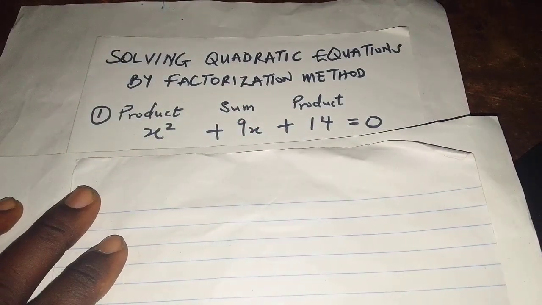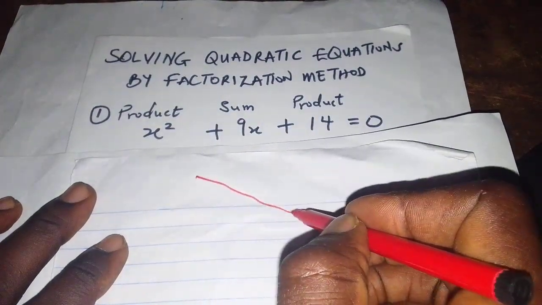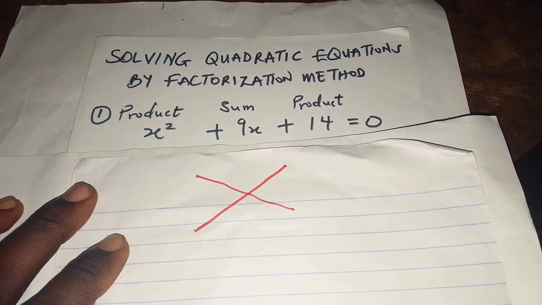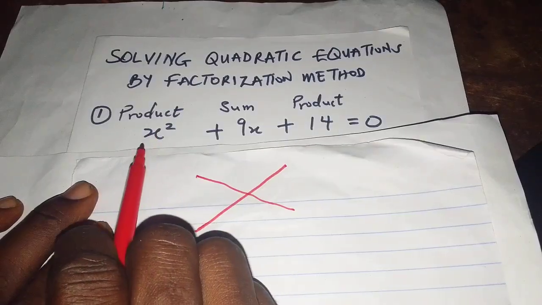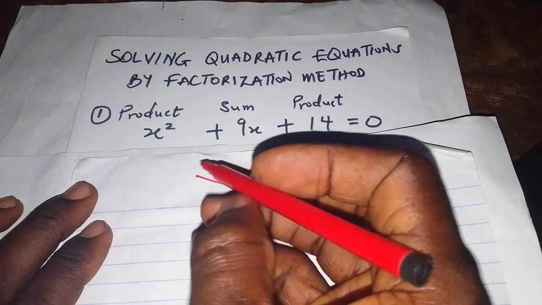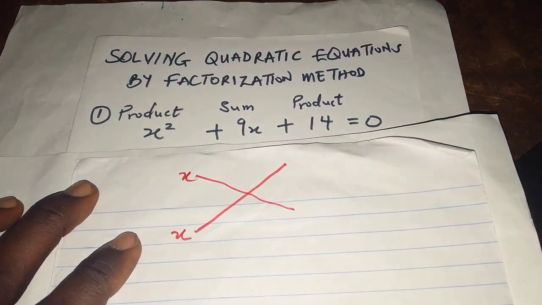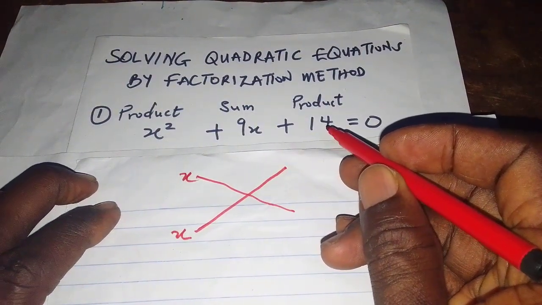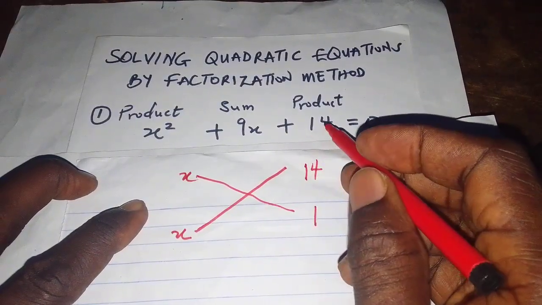Now, for example, you are having x squared plus 9x plus 14 equals 0. So try to draw your cross like this, two lines like that. First of all, think of what you multiply together that will give you x squared. So I'm having x times x will give me x squared. What can I multiply together that will give me 14? I have 14 times 1 will give me 14.